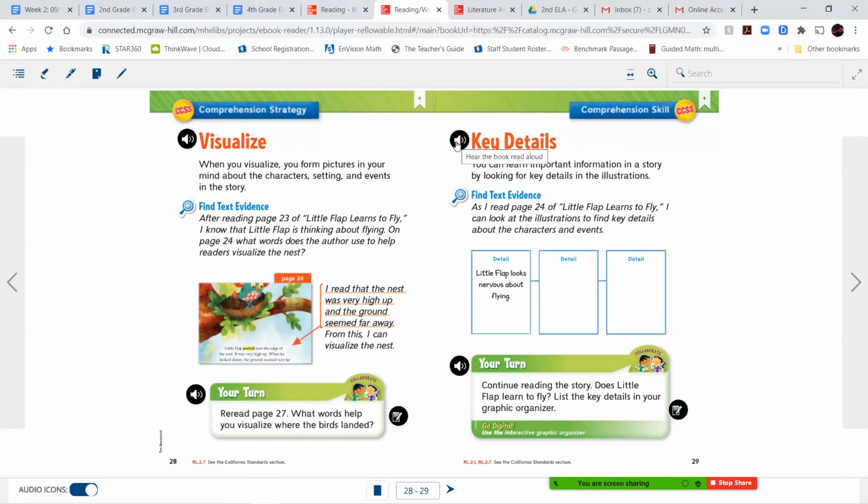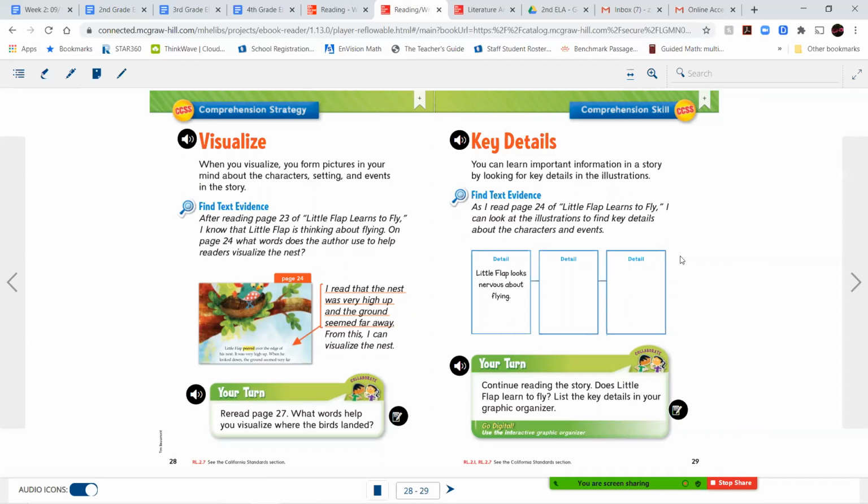We're going to talk about key details, which are important parts of the story. Key details. You can learn important information in a story by looking for key details in the illustrations. Find text evidence. As I read page 24 of Little Flap Learns to Fly, I can look at the illustrations to find key details about the characters and events. Graphic organizer. Detail. Little Flap looks nervous about flying.